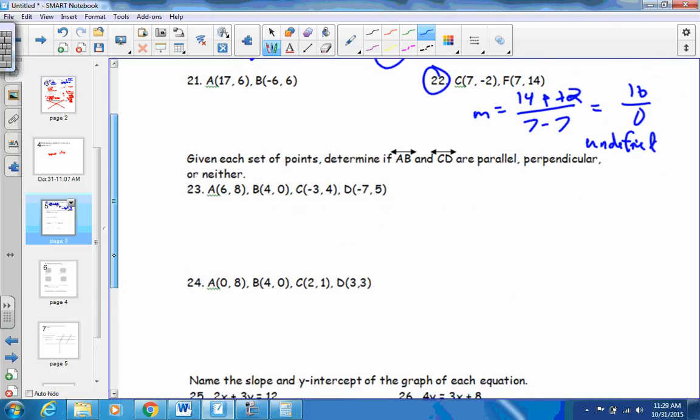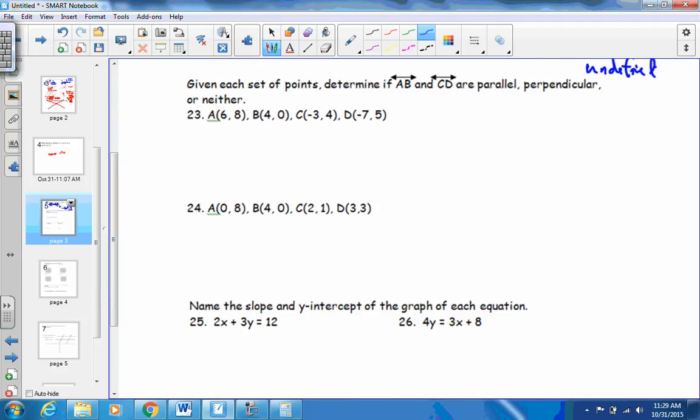Alright, we'll skip numbers 20 and 21. We're going to go on to number 23 and 24. Given each set of points, determine if line AB is parallel, perpendicular, or neither to line CD. So, if you remember, when we talked about parallel and perpendicular lines, all you have to know is the slope. For the lines to be parallel, they have to have the same slope.